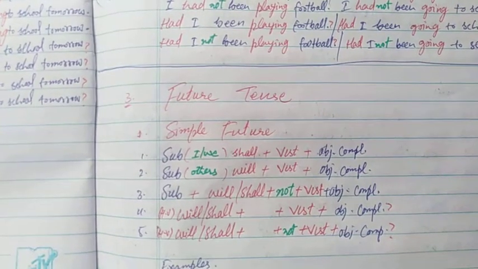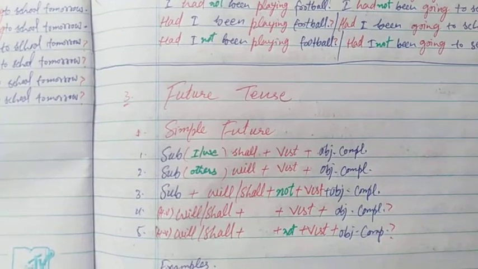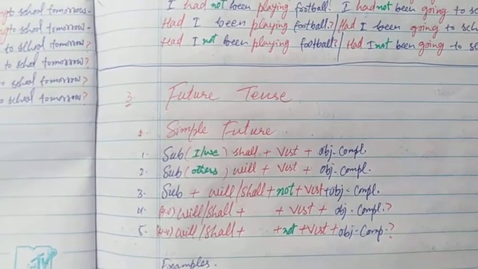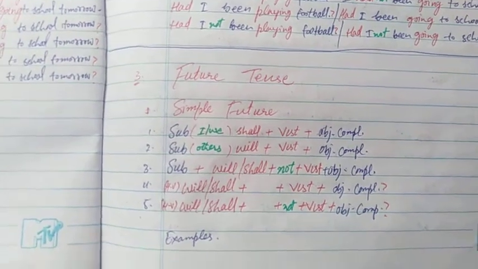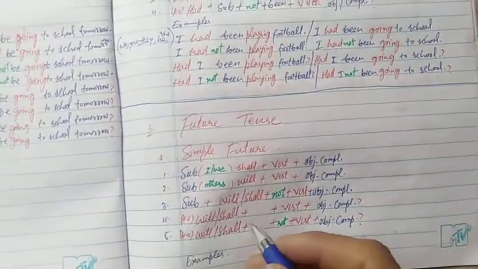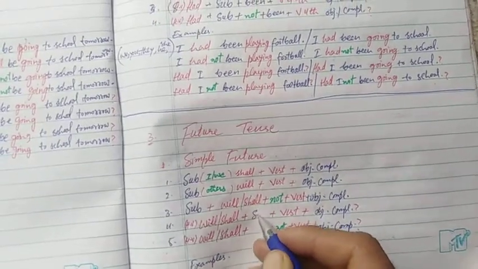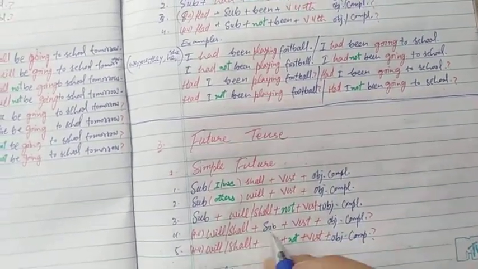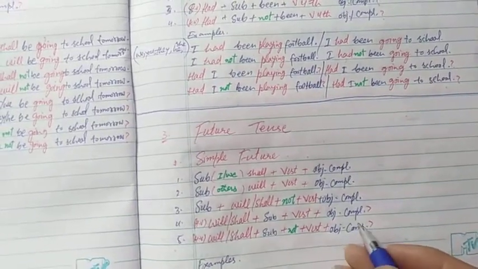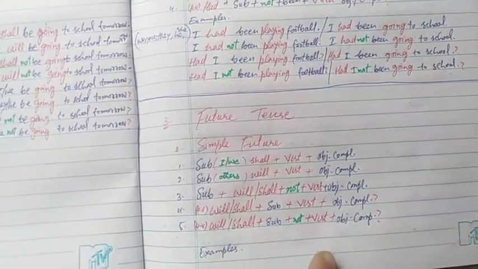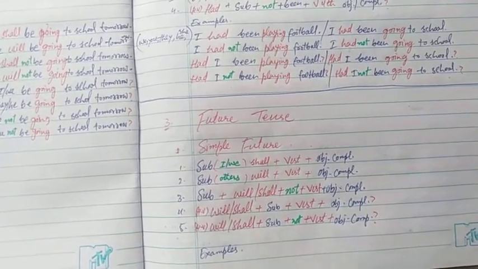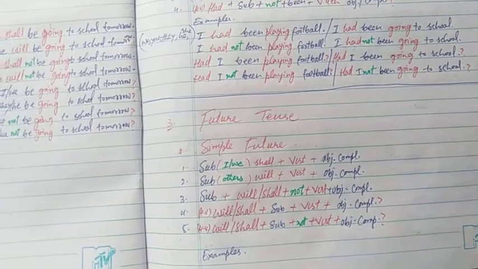If you are supposed to write negative, then you should add not between the helping verb and the first form of the verb. And if you are supposed to write the same sentence in interrogative form, then you should use the helping verb at the beginning and then the subject. Same is the case with the negative one. If you are writing the same sentence in negative, then you are supposed to add not between the subject and the first form of the main verb.